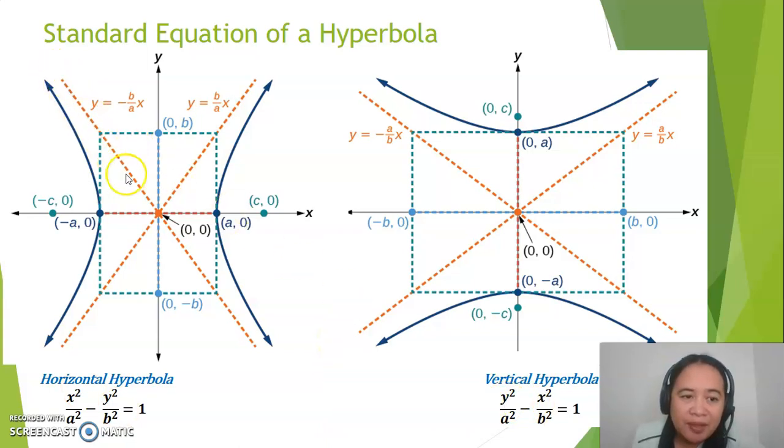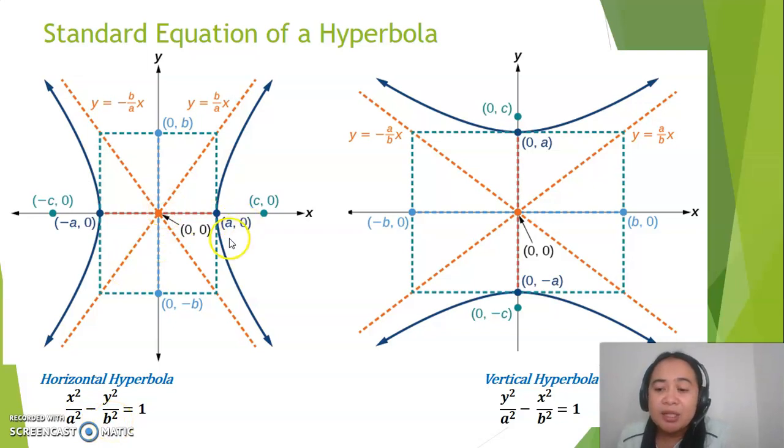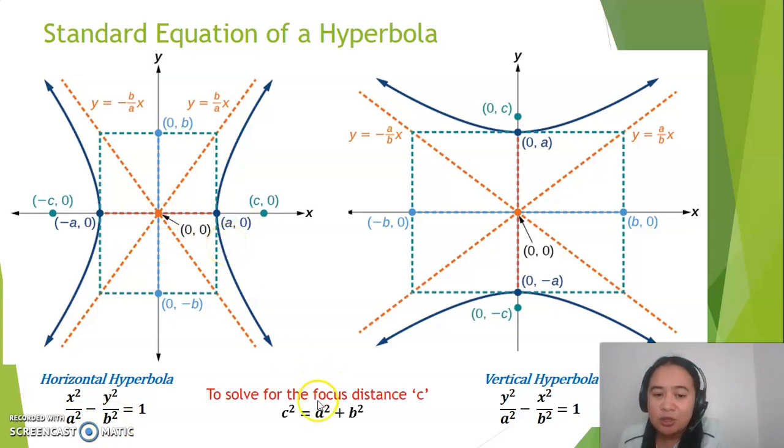Now take note, there are two intersecting lines here. If it's horizontal, it's defined as y equals plus and minus b over a x, or that is basically rise over run. And if it is vertical, its equation would be y is equal to plus and minus a over b x. Now take note, a squared or a is center to vertex, b squared is center to co-vertex. Now how to find center to focus distance or c? To do that, c squared is equal to a squared plus b squared.